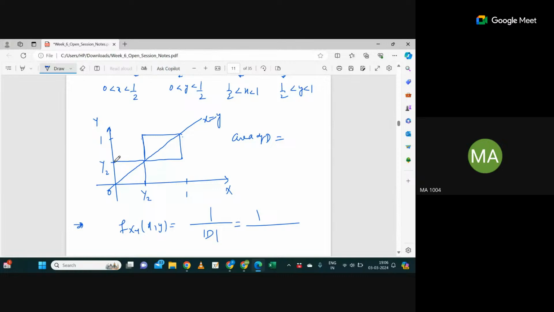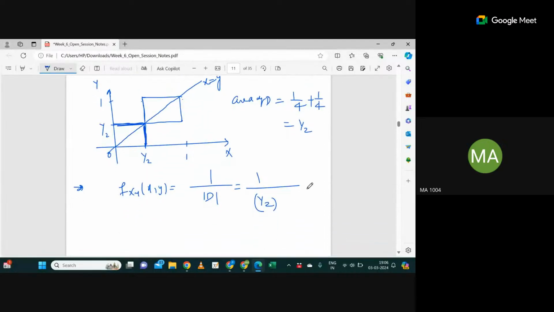So if you see, area of D is 1 by 2 into 1 by 2, correct? That means 1 by 4 plus 1 again 1 by 4. Yes or no? So area of D is half. So here it will be 1 upon 1 by half. That means it will be 2. So the joint density we got is 2.